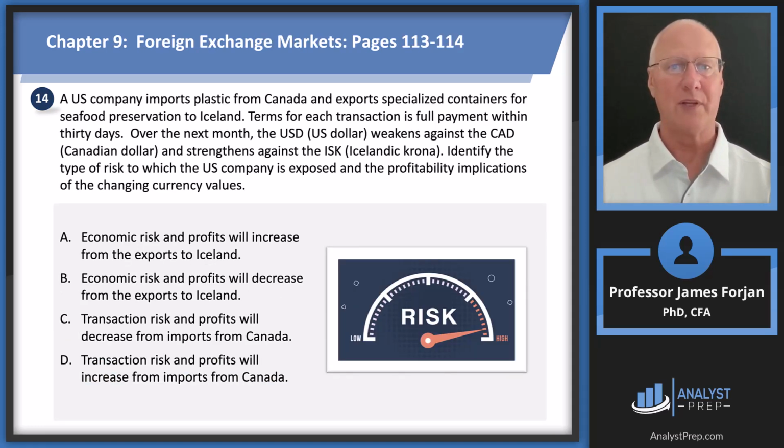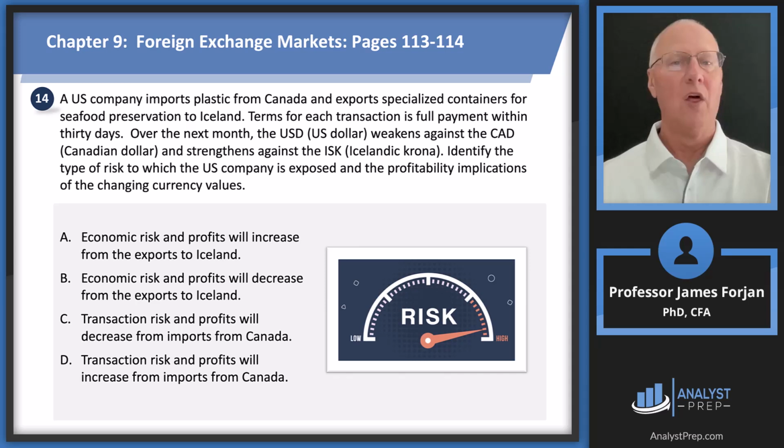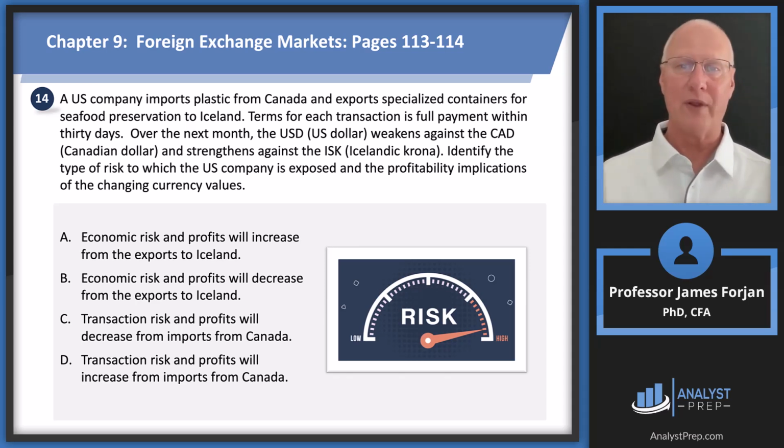All right, let's see. We import plastics from Canada, export containers to Iceland. Terms for each transaction is full payment within 30 days. Over the next month, the US dollar weakens against the Canadian dollar and strengthens against the Icelandic krona. Identify the type of risk. So look at our choices down there: economic risk and transaction risk. So remember, this is the way I always teach my students. Economic risk is the risk of changing net present values when you have long-term kinds of projects. Transaction risk is, okay, we're going to do this over the next 30 days or so. So C or D is the possibility there.